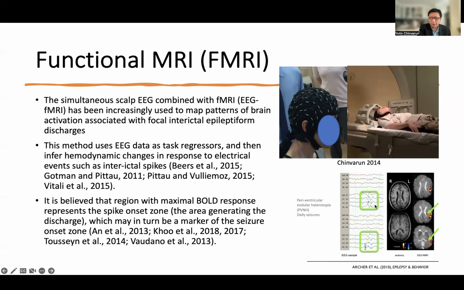This is an example of a spike detected from a patient with heterotopia, and its location is also shown on the BOLD imaging. It is very close to the area identified as the heterotopia, which may be the marker of the epileptic focus.